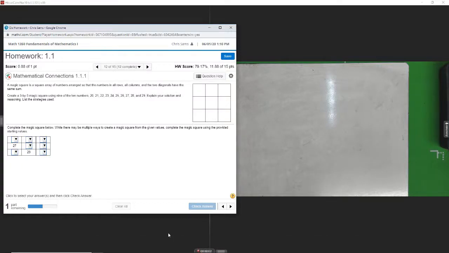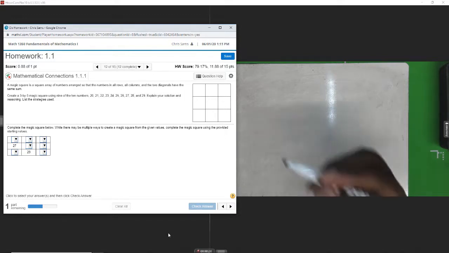All right, number 12, we want to fill in a magic square. We're going to use the same method that we used on the previous magic square. This time, however, they give us 10 numbers and they say we're going to use 9 of them. And then it says we're going to explain our strategy or explain our reasoning and list our strategies.